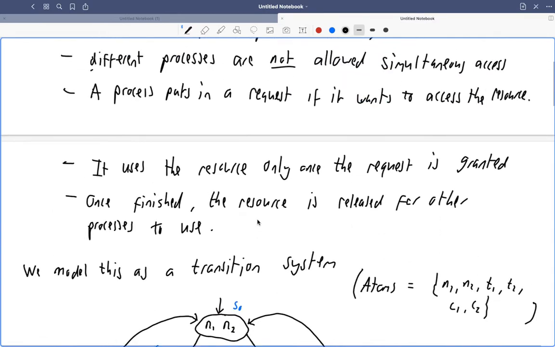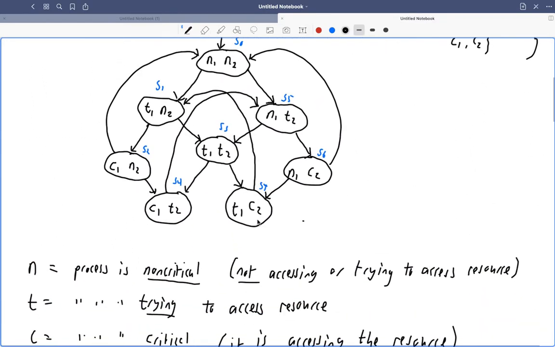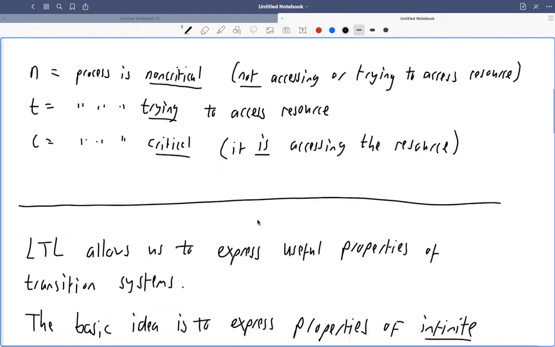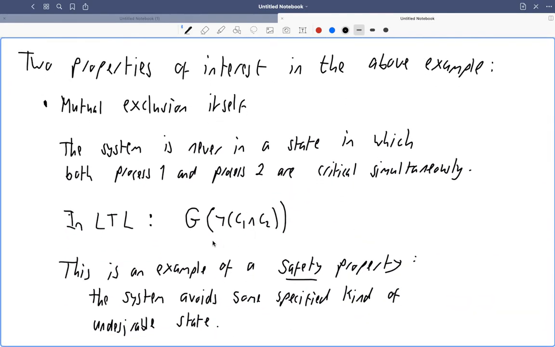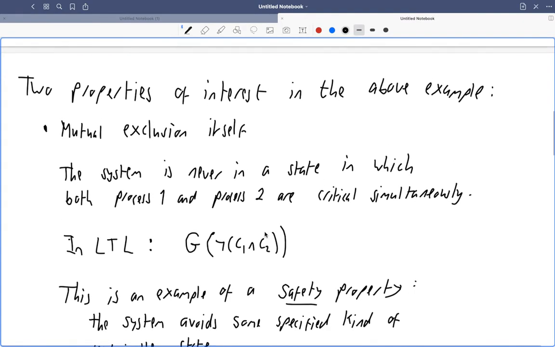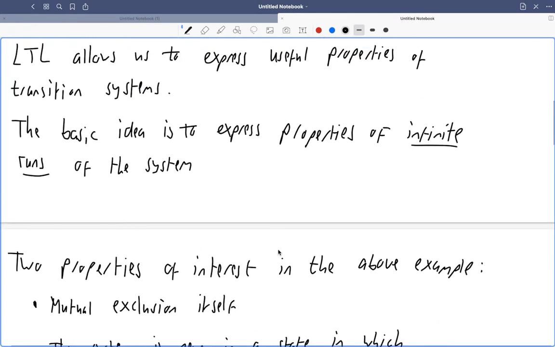Where is it? Here we are. And let's look at the formulas we wrote. So for the mutual exclusion formula itself, which was a safety property, we said that globally it's not the case that both C1 and C2 hold in the same state. So we would interpret this over any run through the system.